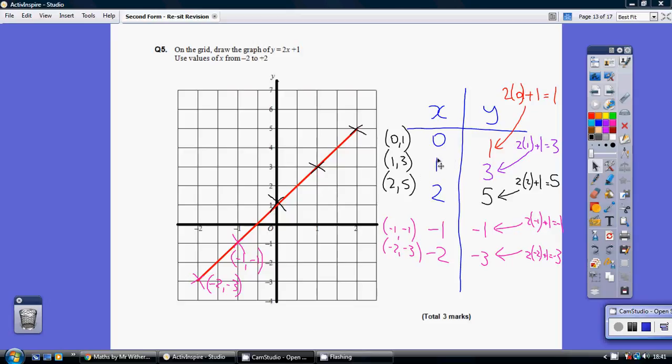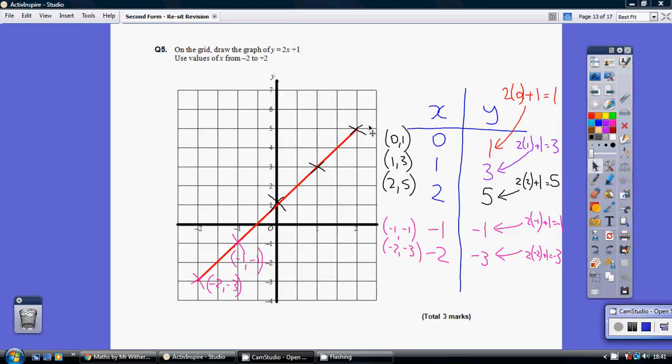Now let's move on to popping 1 into our machine. So we're going to throw 1 into the machine. 2 lots of 1 is 2, and then 2 add 1 equals 3. So we get 3 popping out. Let's go over that again. We're popping 1 into the machine, so it's 2 lots of 1, which is 2. Add 1 onto that, you get 3. So when x is 1, y is 3. So we're generating the coordinate 1, 3. So 1 along the corridor, 3 up the stairs.